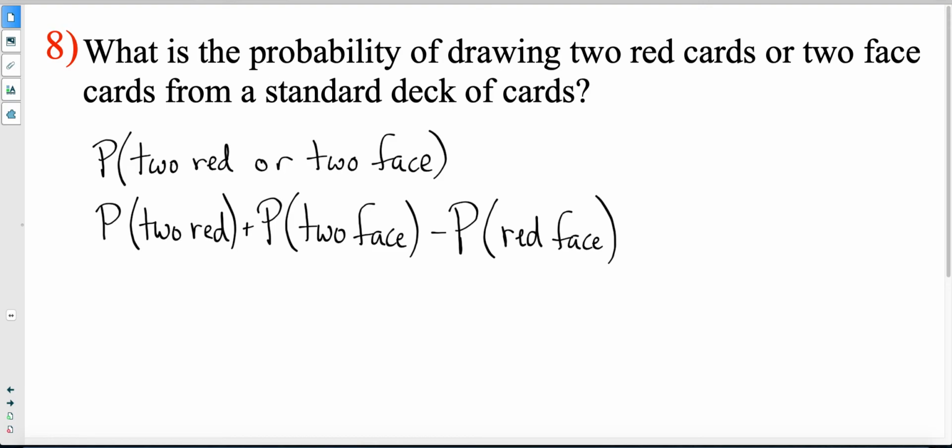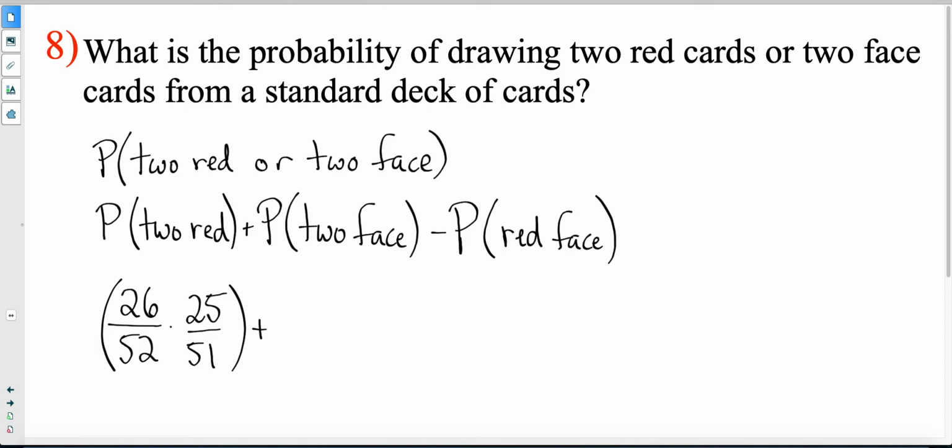So to get the probability of the 2 red cards, we're picking 2 cards, right? So we know half the deck is red, so that's 26 out of 52. And we're picking a second card, so that would be 25 out of 51. That's going to take care of that first probability.